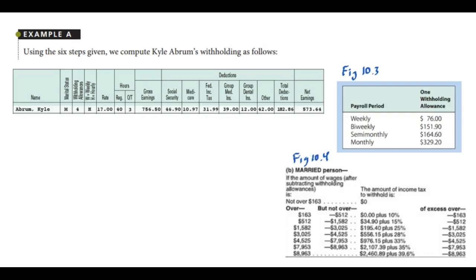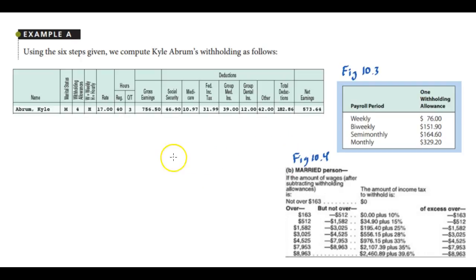I didn't mention this before in the previous slide recording, but what was given is not all of 10.4. I didn't want to put all of 10.4, and what was given in the previous slide is just for a weekly payroll period. For Kyle Abram, his earnings are based off of 1 week. As you can see, the amount of hours he worked is 40 regular hours, 3 overtime. That's a week's work. So that's why I only provided the weekly table for single and married in the previous slide, and because he's married, only the married information in this recording.